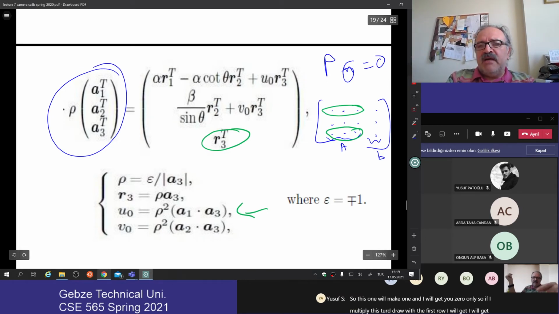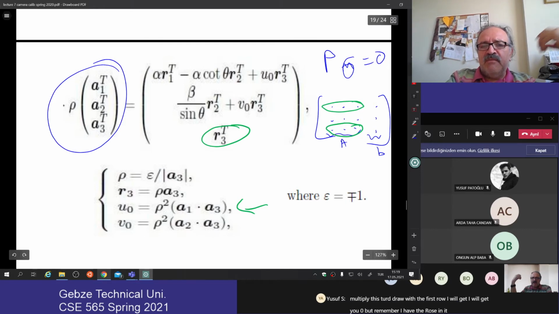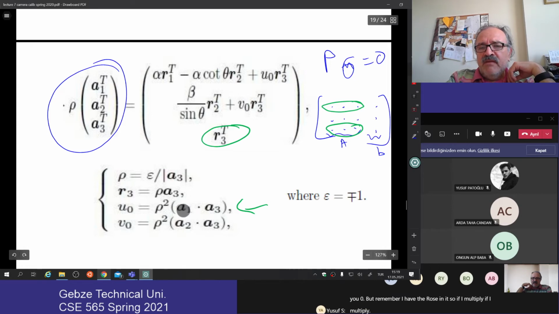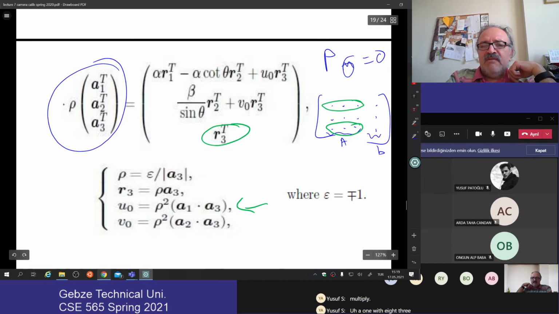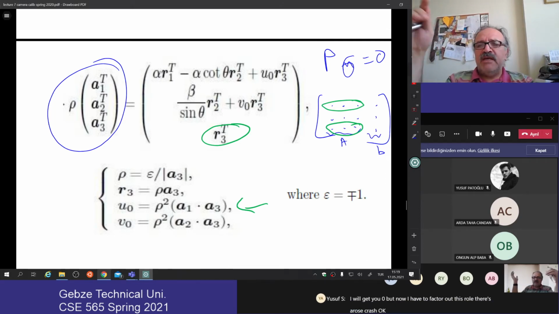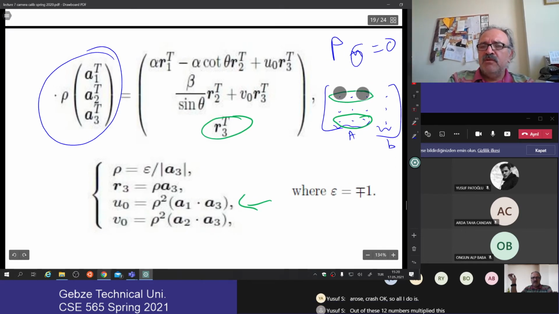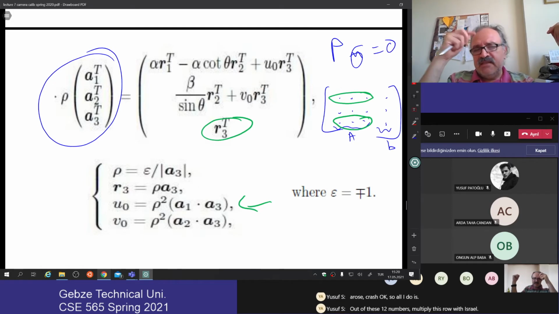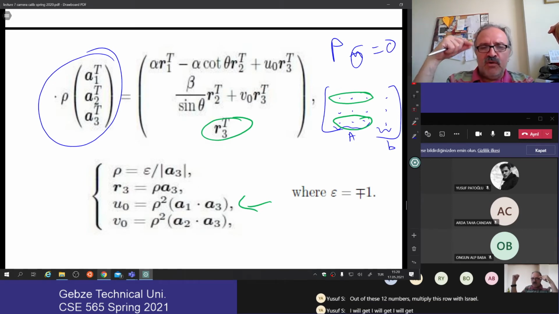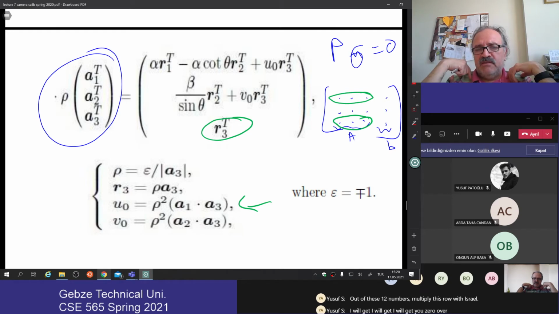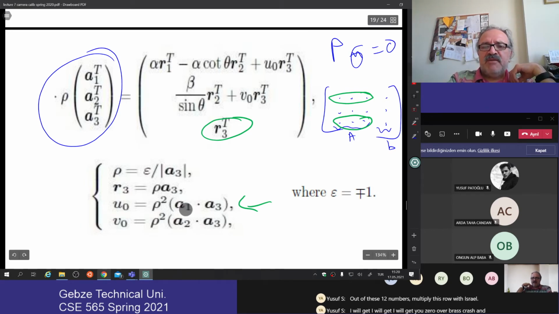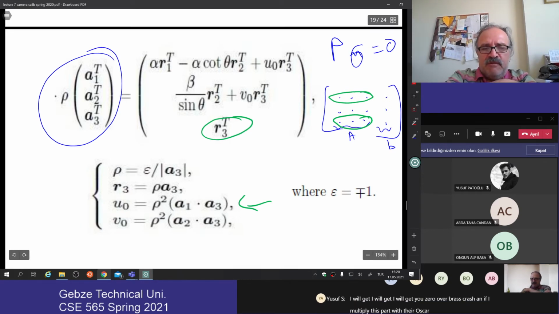But remember, I have the rows in it. So if I multiply A1 with A3, I will get U0, but now I have to factor out this row. There is a row square. All I do is, out of these 12 numbers, multiply this row with this row. I will get U0 over row square. And if I multiply this part with the row square, then I will get U0.